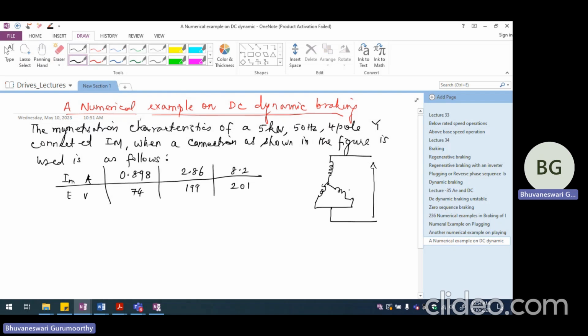The windings are connected like this. Let me call probably this as A phase, this as B phase, and this as C phase. So this is how it is connected. And the magnetizing current is given by IM, what flows through this and is passed through this, and what is the kind of voltage that is getting induced when it is driven at a particular speed.